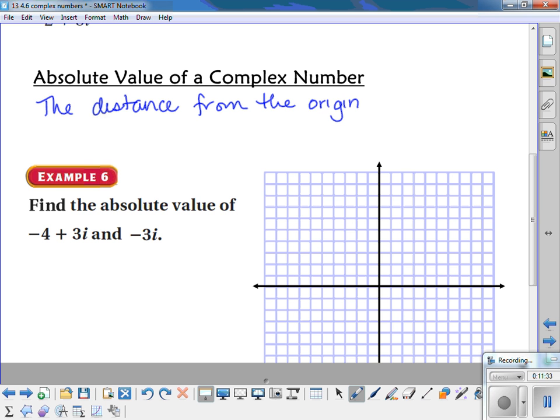So then, how do you count it? Do you have to count it? Because you said it's a distance from the origin. From the points. And the point on the graph. Oh.